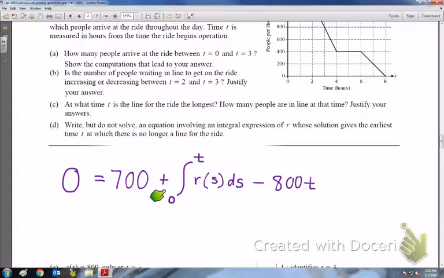Now, we don't need to solve that, luckily. So we don't need to figure out what t is. We just needed to write an integral expression involving r, which we did right here, that gives us a solution if we did actually solve for t. The solution for t would be what would make this equal 0, or in other words, that nobody would be waiting in line anymore. So let's look at the points for this one.